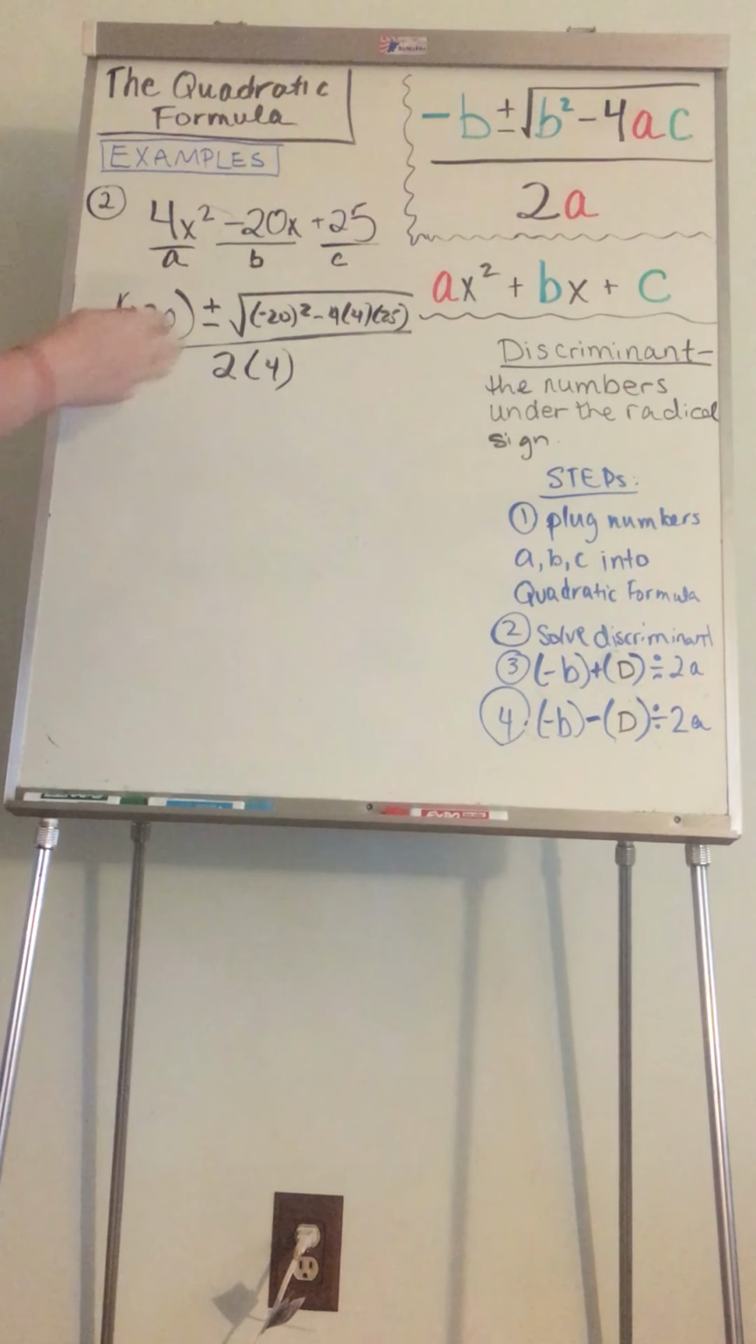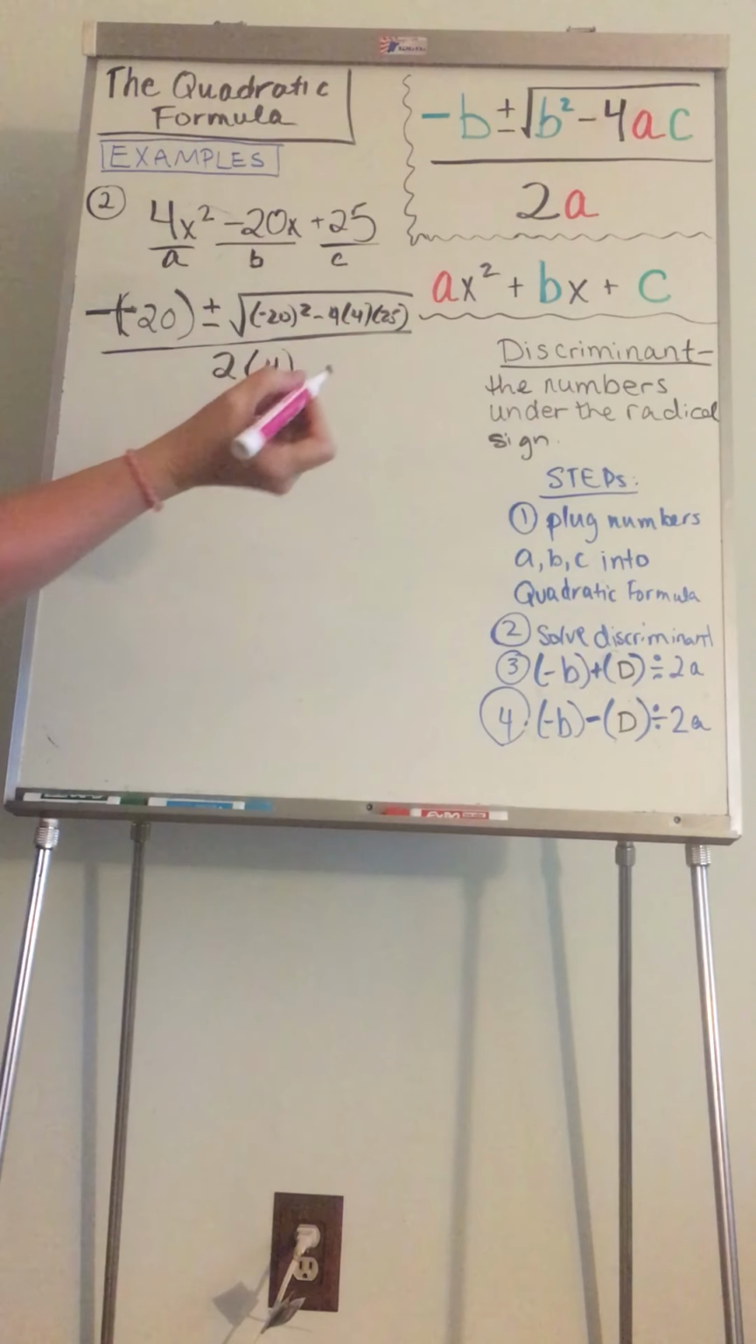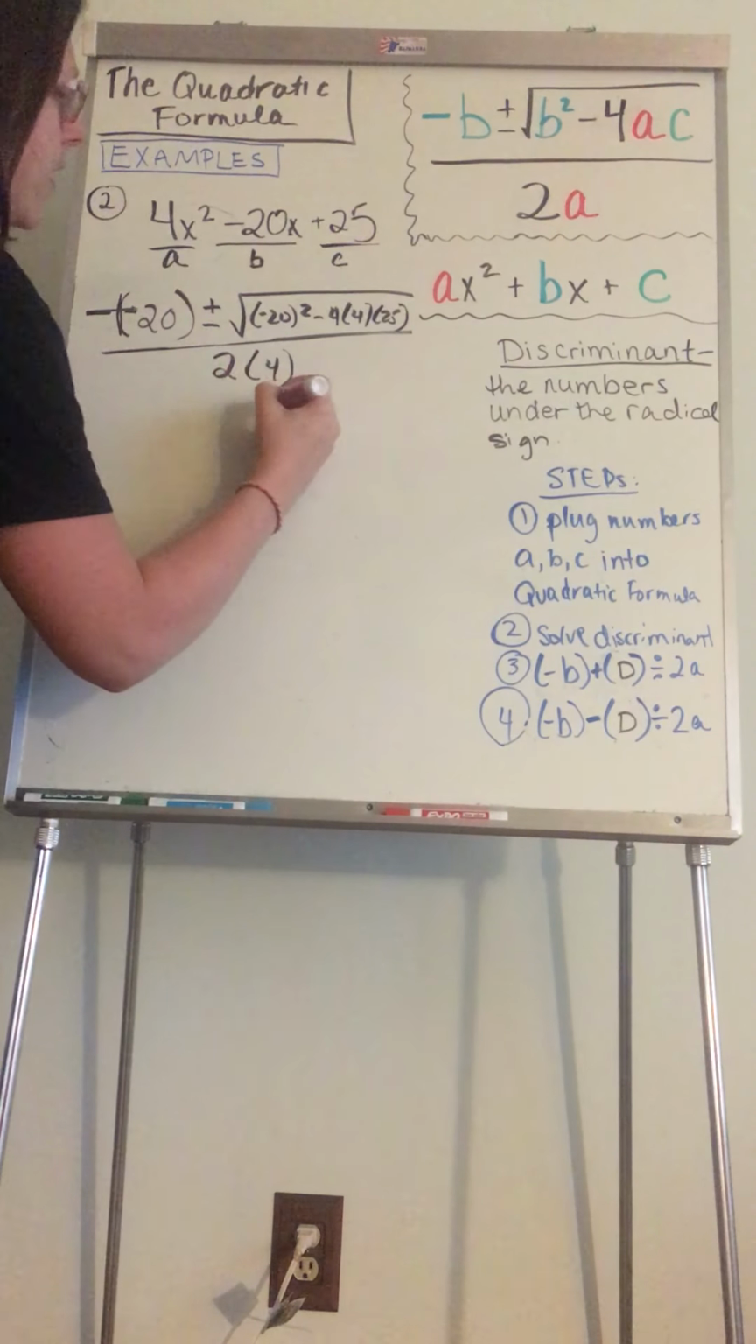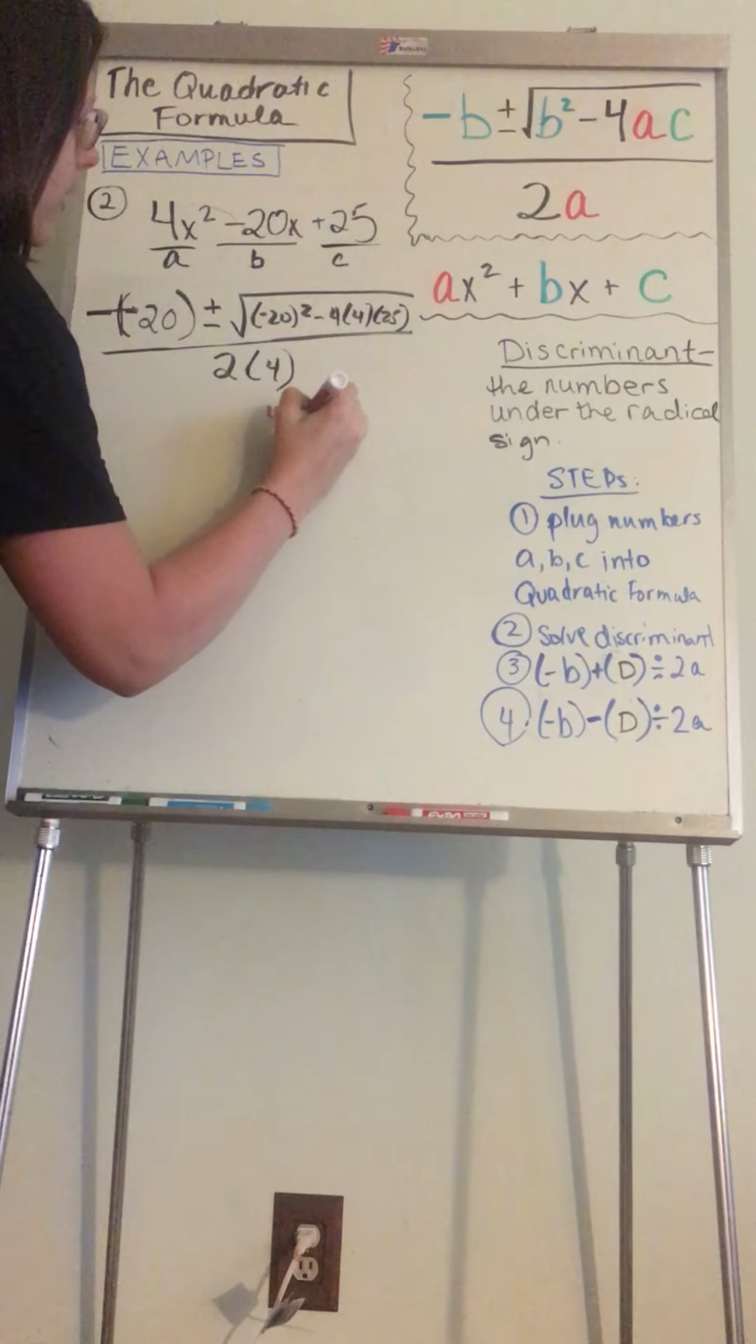So again, my discriminant is the portion here under the radical sign. I'm going to start working that out. Negative 20 squared means negative 20 times negative 20. And negative times a negative is always a positive. So I end up with positive 100. I'm sorry, why did I say 100? I meant 400. Positive 400.